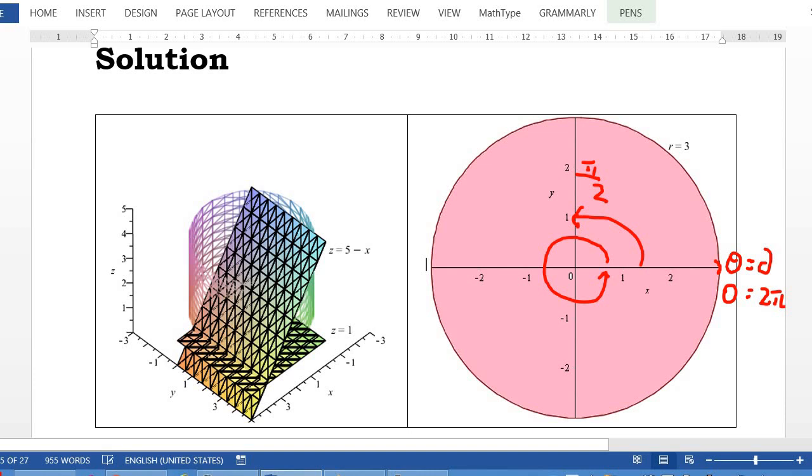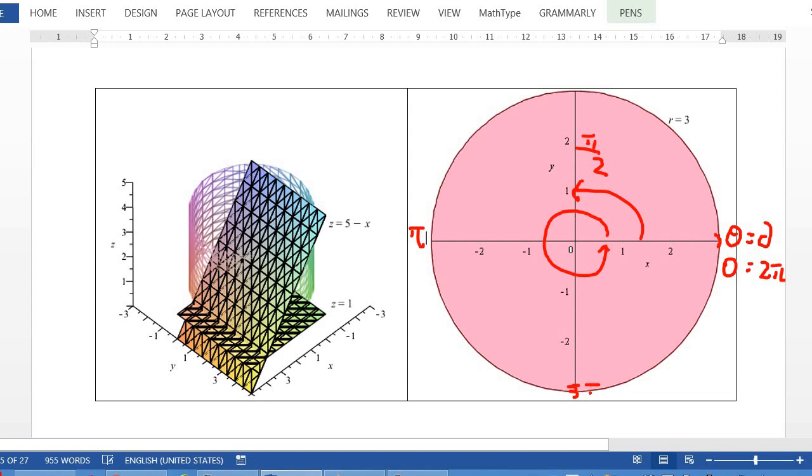However, this is a full cylinder, so the projection is a full circle. Starting at x positive, theta is 0, and if you rotate anti-clockwise up to the first quadrant, theta is pi over 2. If a semicircle, theta goes up to pi. If three quadrants, theta is 3 pi over 2. Fourth quadrant, theta equal to 2 pi.